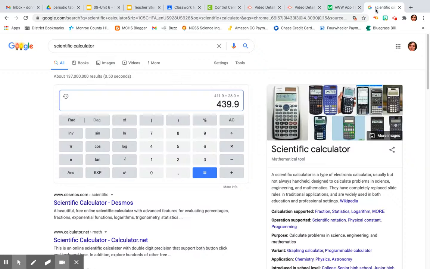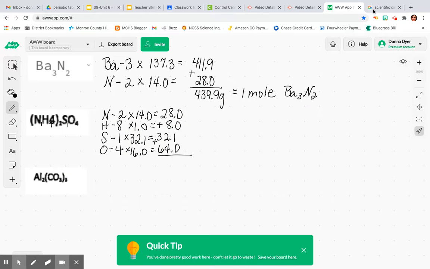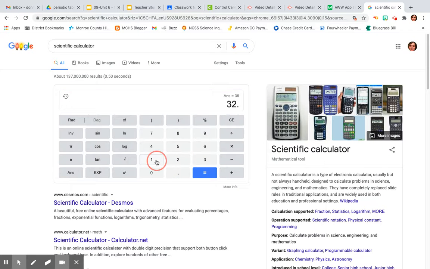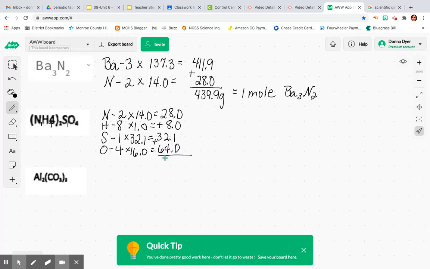So 28.0 plus 8.0 plus 32.1 plus 64.0 gives us 96.1. And what that tells us then is that there are 96.1 grams in 1 mole of (NH4)2SO4. Okay, let's try one more here.